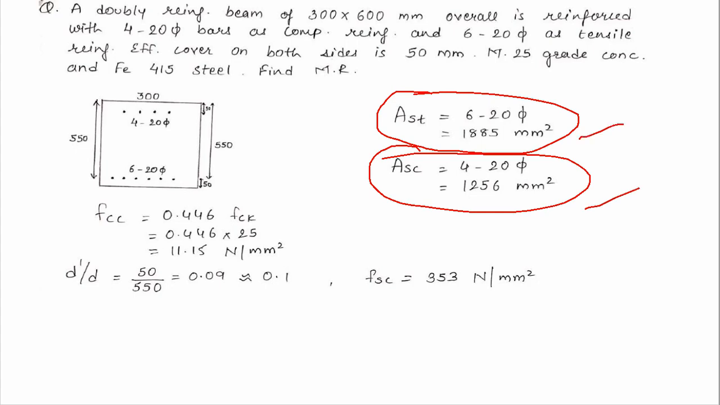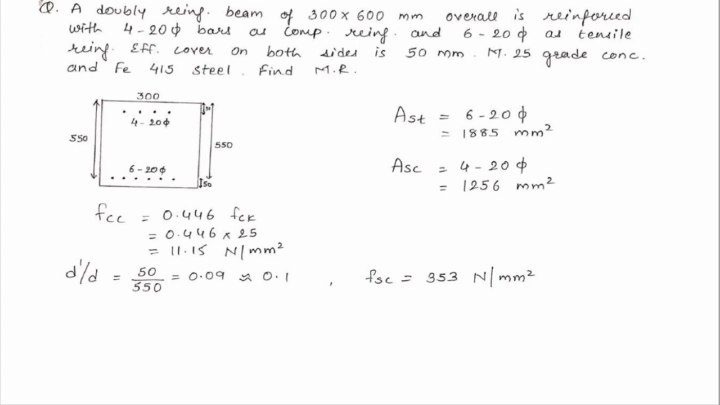Now the first thing in a doubly reinforced beam will be to find the stress portion, that is FCC and FSC. FCC, as we have seen in the previous video, will be equal to 0.446 FCK. F stands for stress, the first C stands for concrete, and the second C stands for compression. So stress in concrete in compression will be equal to the maximum compressive stress, that will be 0.446 FCK. The grade of concrete is M25, so FCK will be 25. Evaluating it, the value will be 11.15 Newton per mm square.